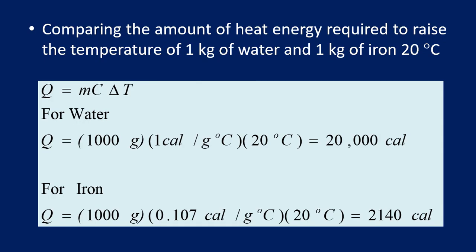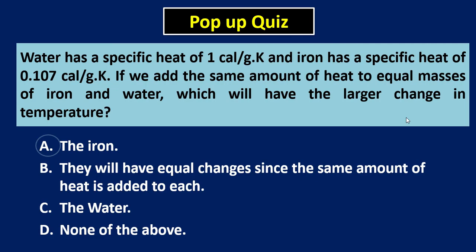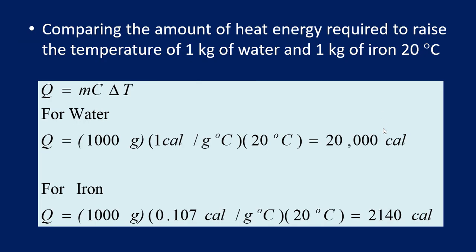Okay, another quiz: comparing the amount of heat energy required to raise the temperature of 1 kilogram of water and 1 kilogram of iron. How could we compare that? By substituting in this relation for water and iron, we get that it is for water equal to 20,000 calorie, and that of iron is equal to only 2,140. So we can prove for this quiz that the iron has a larger change in temperature than water.